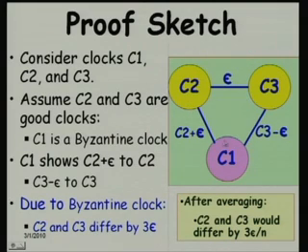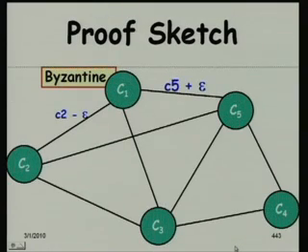It is not hard to see that the two clocks will differ when they compute the total time. This clock computes the total time from all clocks, from C2 and C3, and this clock computes the total from C2 and C1, then the totals will differ by 3 epsilon, and after averaging that will differ by 3 epsilon by n. That is the sketch of the proof. So, let us see the calculations here.